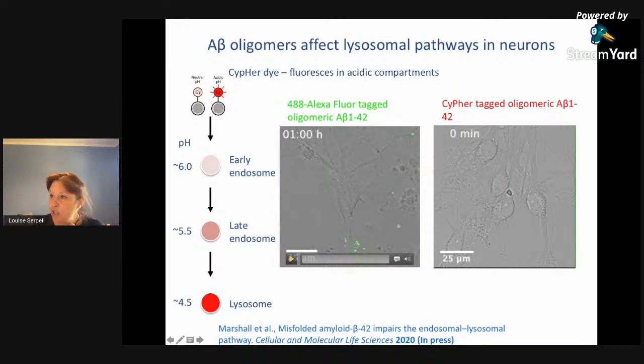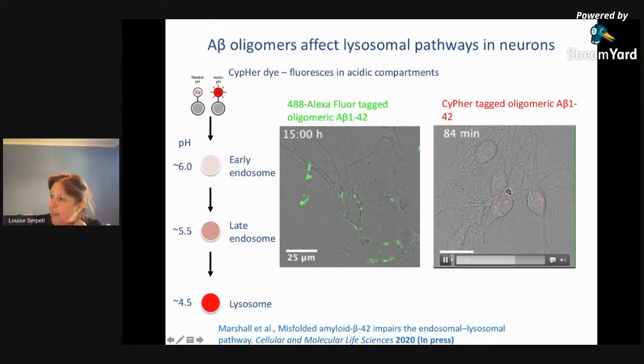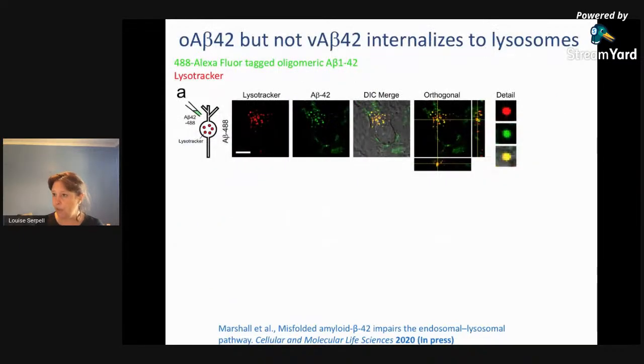a little movie showing just an Alexa Fluor. This is a green fluorescent tagged A-beta, and you can see that A-beta being internalized into the cells. So we know for sure that when we add A-beta, it gets into the cells. And when we add this Cypher, it gets brighter and brighter as it's internalized into acidic compartments. So as we go through the early endosome to the late endosome to the lysosome, we get more and more acidic. So we can actually follow that.